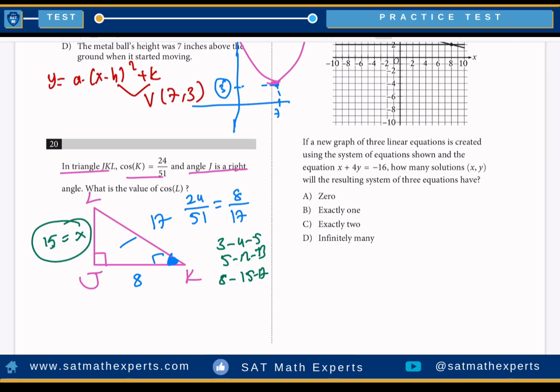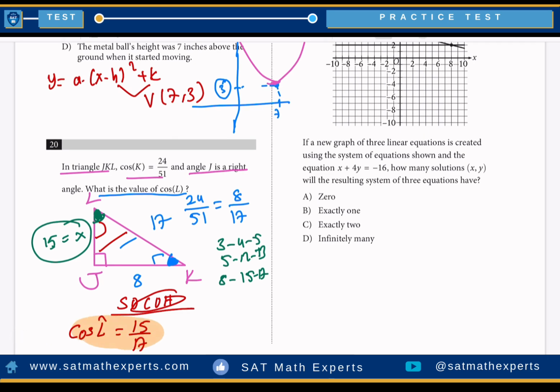Now, I am interested in cosine L, the other angle here. Okay? So cosine is adjacent over hypotenuse. You know this formula. So we are interested in this. We will use this formula here. Cosine is adjacent over hypotenuse. So cosine L will be 15 over 17. This is the final answer.